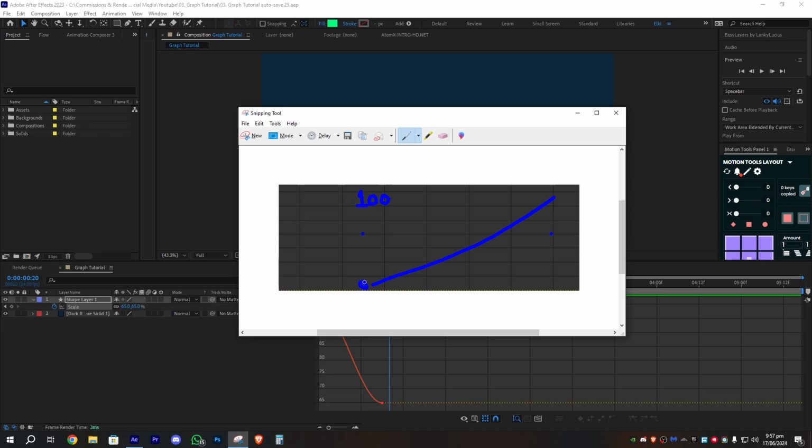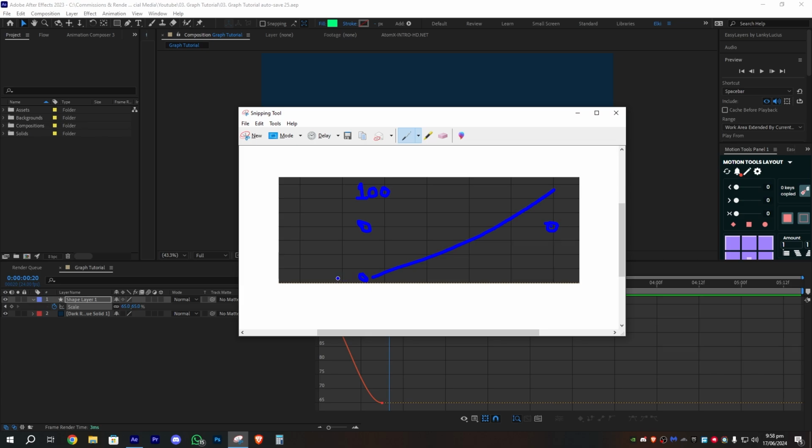0 indicates the beginning of the clip and 100 indicates the ending or the finishing point of the clip, and the distance or the scale of the graph is determined by the starting keyframe and the ending keyframe, but it will always be in a diagonal line because that's how it works.